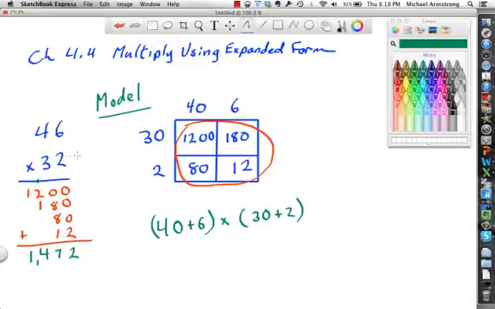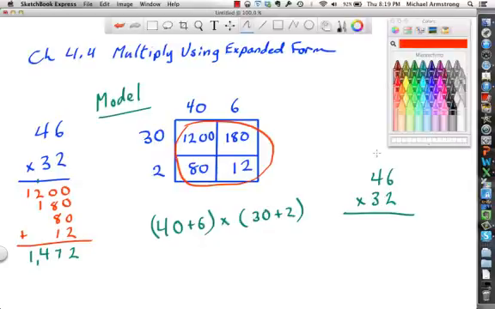Okay, it's pretty quick. It takes a little more paper, but it's kind of fun, and it helps us to understand place value a little bit and what's happening in the numbers. The old way is just to multiply. Make sure that they do it that way. 46 times 32. We should get the same answer for either method.